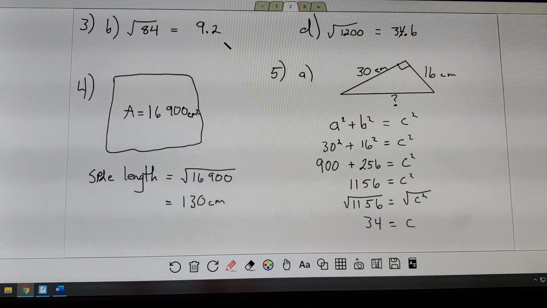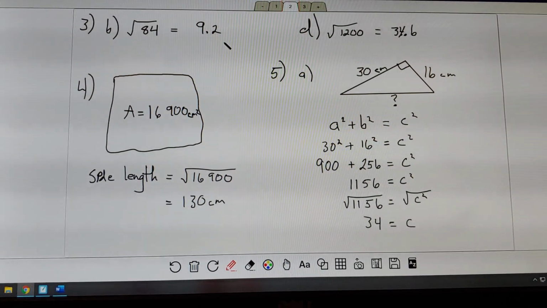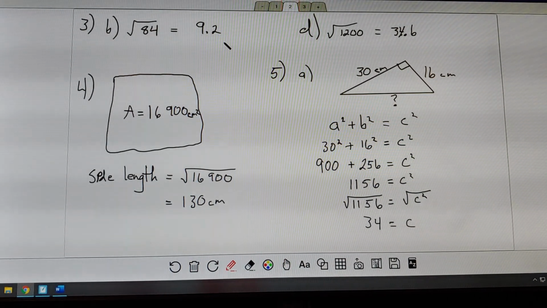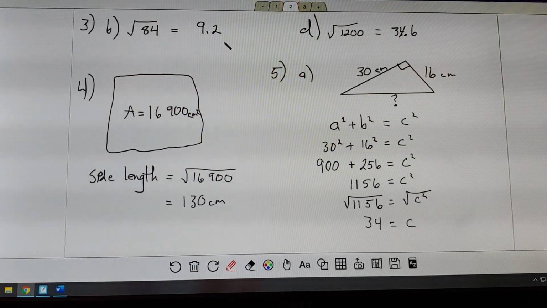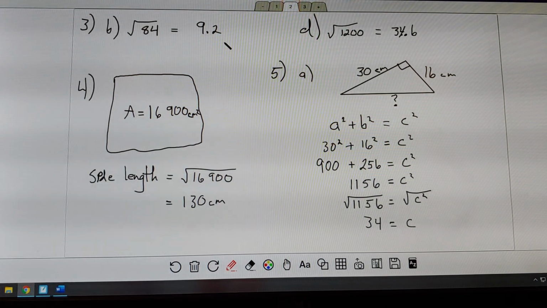3 was just asking you, just flipping to the page. Yeah, they just wanted you to break out the old calculator and round it to 1 decimal place, or to the tenths place. So square root 84 is 9.2. Square root 1200 is 34.6. I imagine those were the 2 easiest ones going.